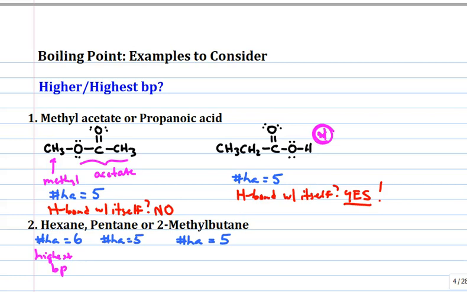Now, we have two more. They are the same size. Hydrogen bonding is off the table because neither one can form hydrogen bonds. Then we're going to have to use our branching rule. 2-methylbutane has a branch point. Branches tend to lower boiling point. So 2-methylbutane will have the lowest boiling point. And the pentane here will have a boiling point somewhere in the middle.